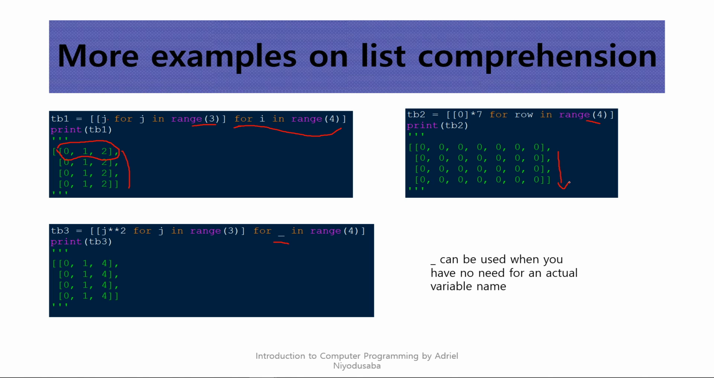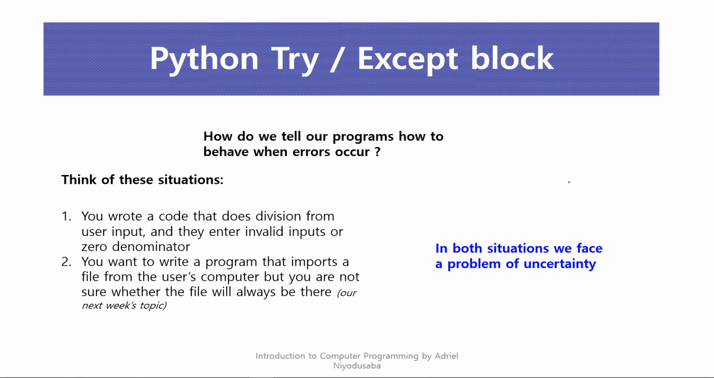This should happen as you practice more, and you will end up loving this. Once you go with list comprehension, there is no going back. Now the next topic is try except block. So imagine, how do we tell our programs how to behave when errors occur? Now I have 2 situations here to think about.